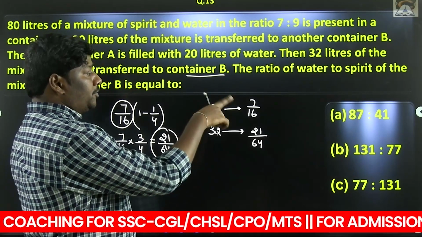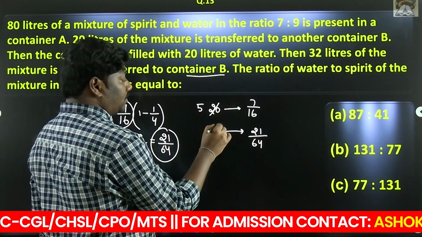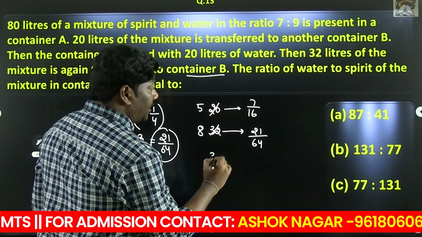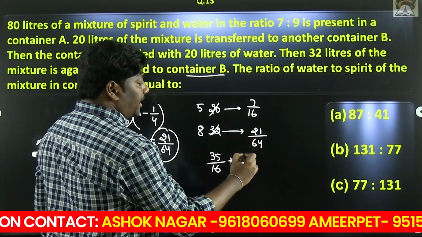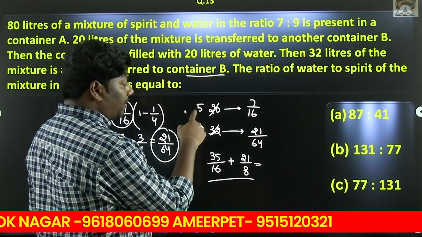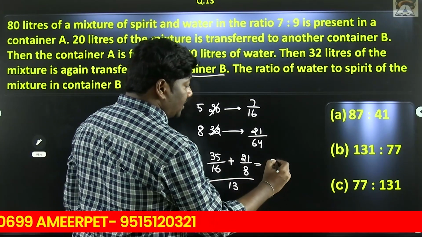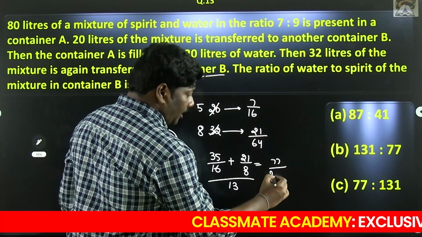Right? You can do N1 A1 plus N2 A2. Simply you can cancel 4 5s, 4 8s. 5 into 7, 35 out of 16. And 21 by 8. Divided by N1 plus N2, which is 13. 35 plus 42, 77. 16 into 13, 208.